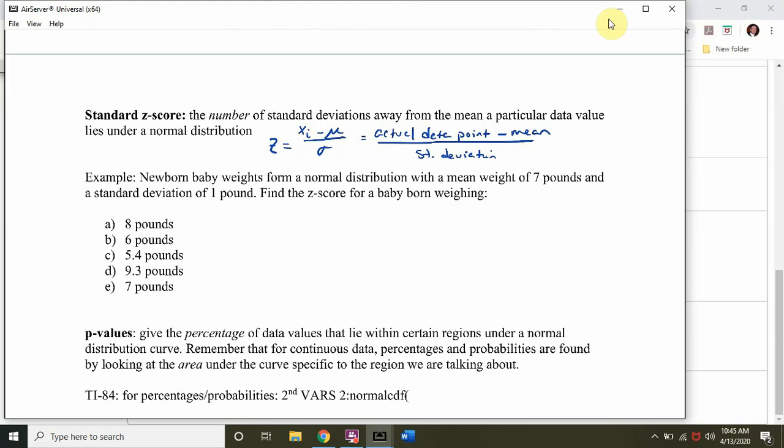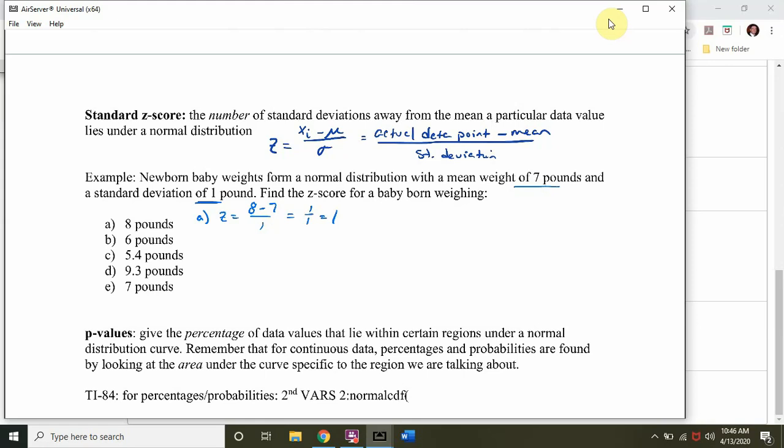Let's take a look at an example. Suppose newborn baby weights form a normal distribution with a mean of 7 pounds and a standard deviation of 1 pound. Find the z-score for a baby born weighing the following things. Looking at part A, if the baby was actually 8 pounds, how many standard deviations above the mean is that? z equals the actual, 8, minus the average mu, which was 7, divided by the standard deviation they gave us, which was 1. So we end up with 1 over 1, which equals 1. A baby weighing 8 pounds is exactly 1 standard deviation above the average weight.